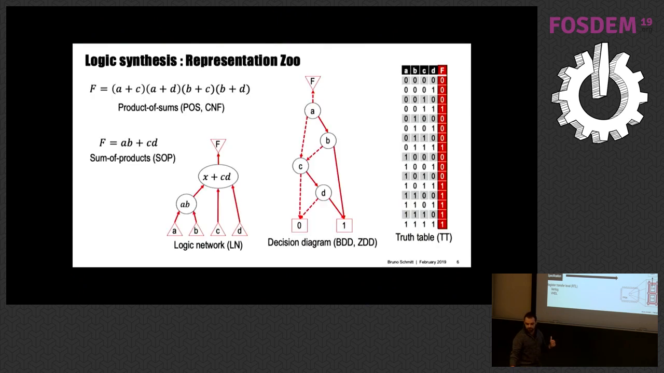To do so, we use a bunch of different ways of representing logic. So basically, we take our specification, and we use one of these ways of representing it. We have products of sums, sums of products, logic networks, decision diagrams, and truth tables. And basically, in logic synthesis, what you do is start with one representation, do some optimization, go to another representation, do some more optimization, and we keep transforming until we are happy, and then we do some technology mapping.